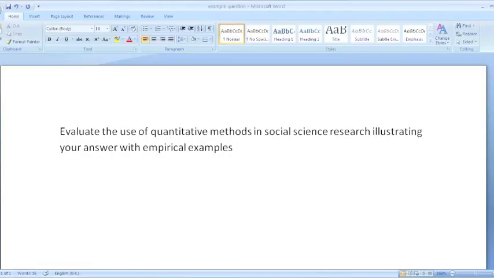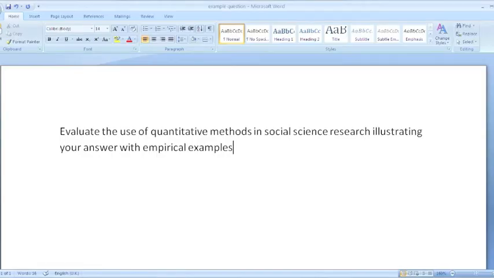So it's good practice to read every question on the exam paper twice. And the second time you read it, you want to underline some of the key words and make some key notes about what the question is asking you. So I've got an example here.